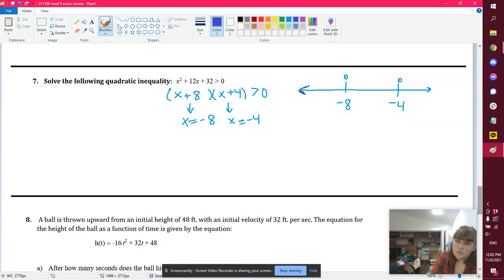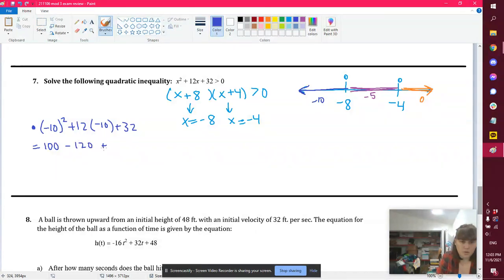And now I want to see, does all of this stuff give us a positive or a negative? Does all of this stuff give us a positive or a negative? And does all of this stuff give us a positive or a negative? And the way I'm going to do that is I'm going to plug in numbers that are in this interval. So I will plug in -10 for all the stuff less than -8. -10 squared plus 12 times -10 plus 32. That's 100 minus 120 plus 32, which is positive 12.